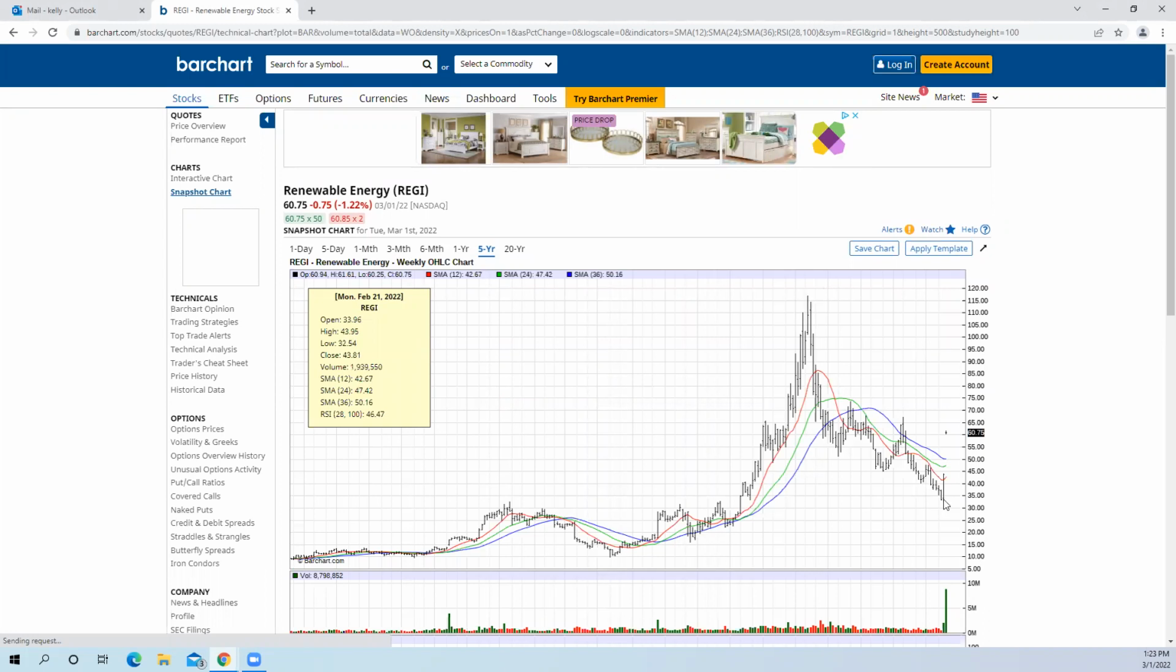So obviously we're trying to see if we can bottom fish or catch a falling knife without bleeding to death. And right now, obviously it has established a little bit of a low here at around 32.50. So that's your line in the sand there. It is above the first one here, which is at 42.67. 42, yeah, okay. 42.67.